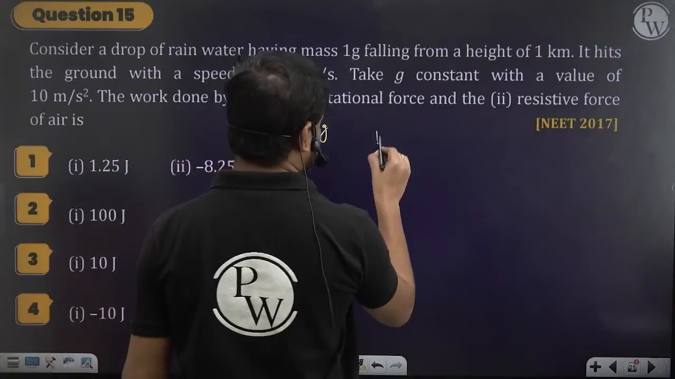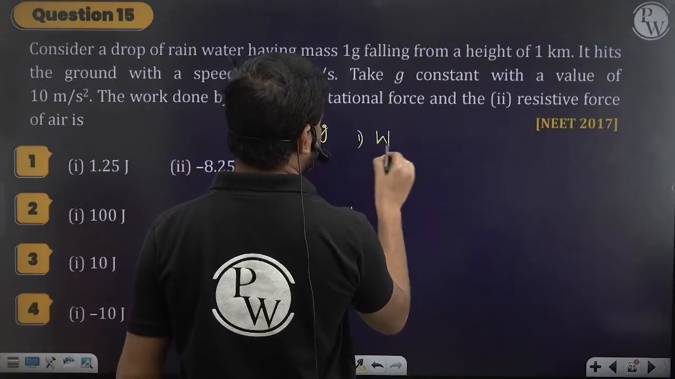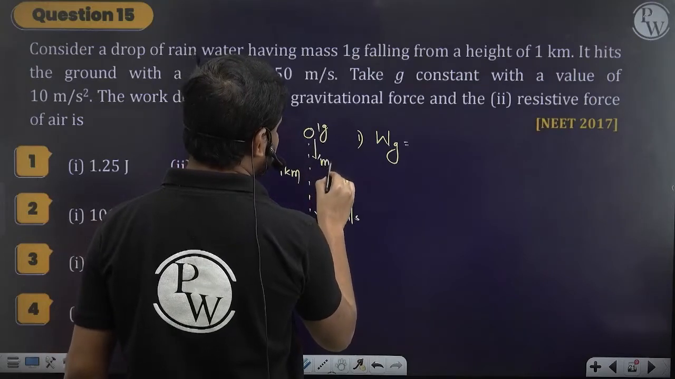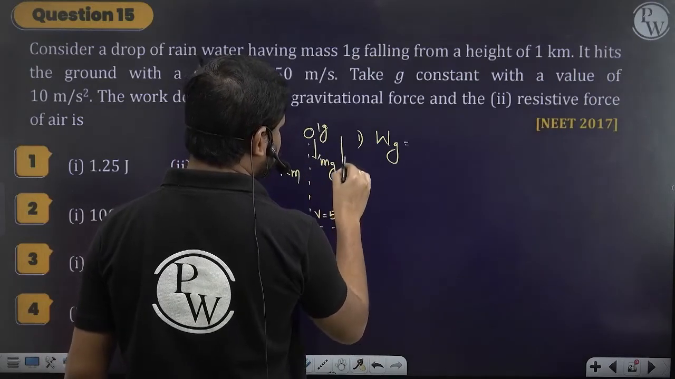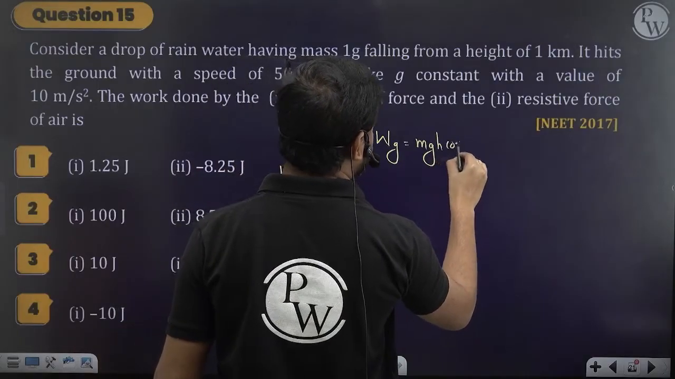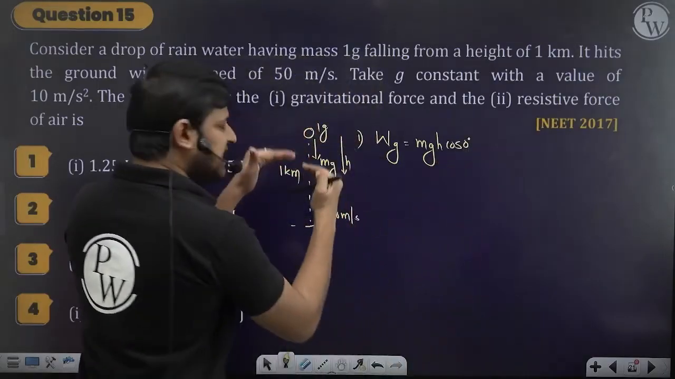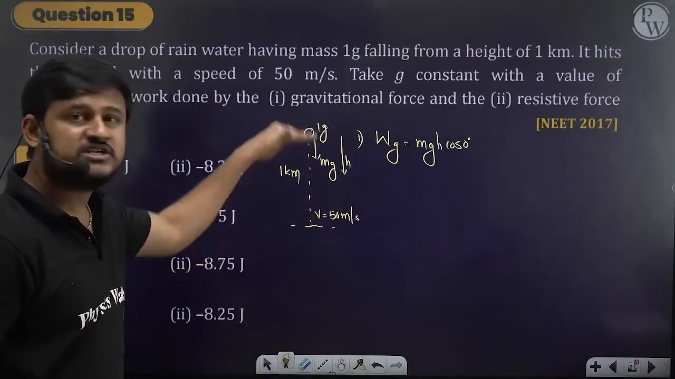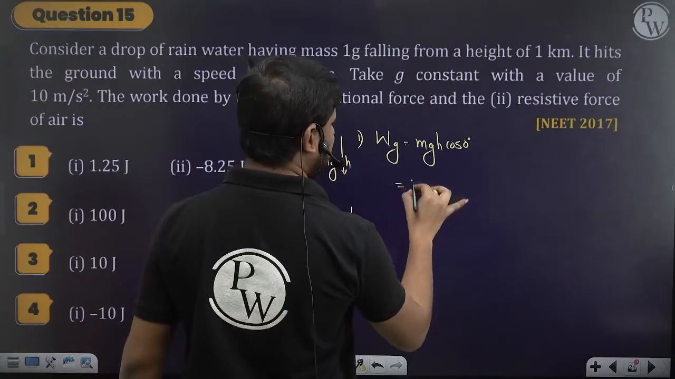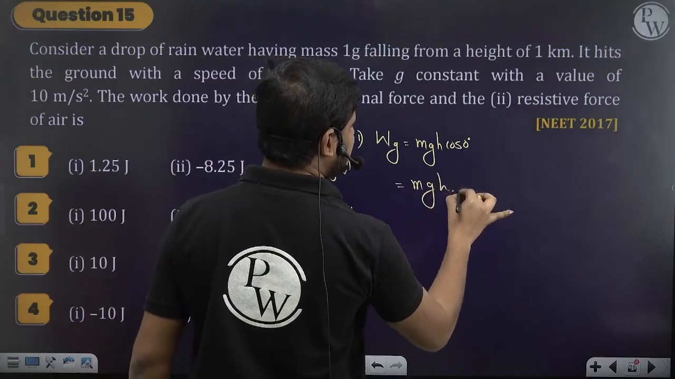See, the first question, what is that? The work done by gravity is equal to, so its weight is mg and its displacement is also downward, right? So directly I can write mgh cos 0. Its weight is acting downward and its displacement is also downward, right? It's falling, so cos 0. So simply the work done by gravity is mgh.